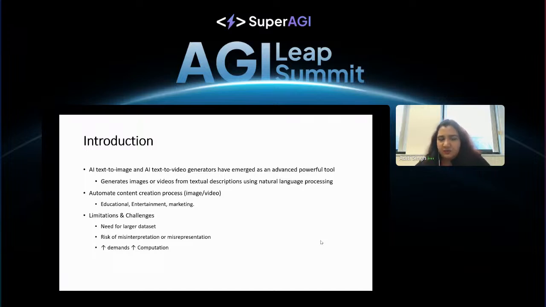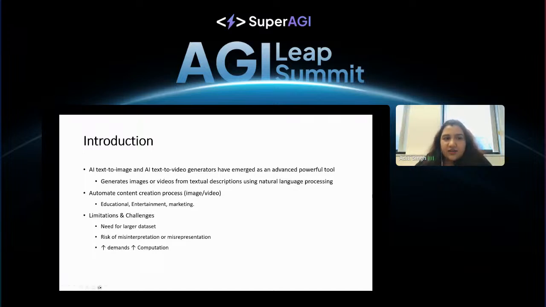We can say that we are trying to generate images and videos just from textual descriptions. These are using natural language processing. The whole idea is to make sure that the content creation process can be automated. And down the line, we're looking at this in the field of education, entertainment, and marketing. To be honest, marketing would be an ideal scenario because that's where stock images are being created all across. So that's where text to image would be helpful. And if I talk about text to video, the same place, stock images again.